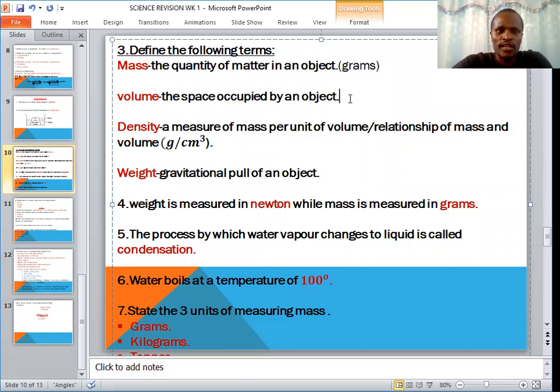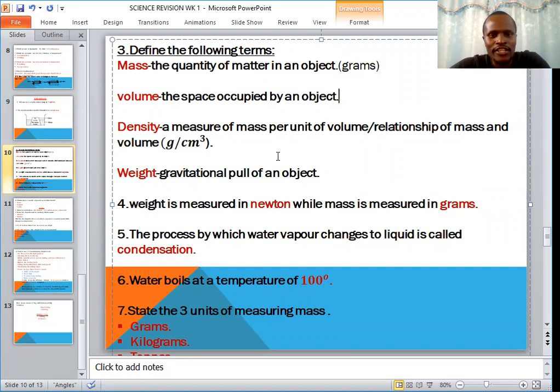When it comes to volume, volume is the space occupied by an object, and the SI unit or the international measuring unit for volume should be cubic centimeter. Okay, I may not write it there, SI, but you should know that the volume is being measured in cubic centimeters.